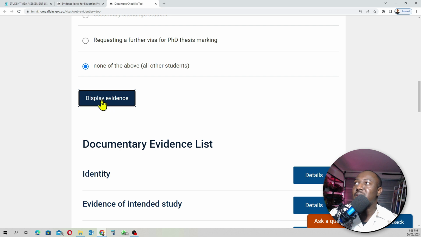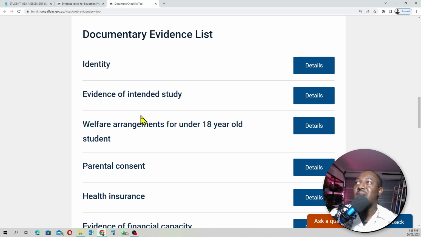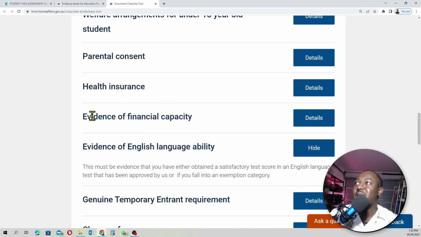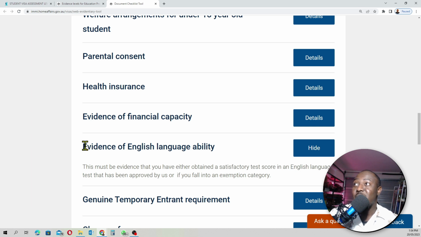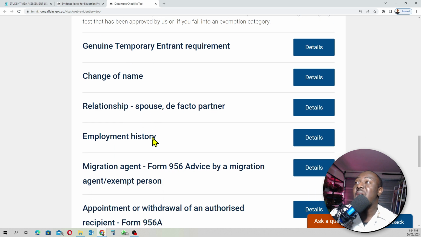All right, so when we click on display evidence, this is basically all the documentation you will need to provide to immigration. Okay, so again, your identity, evidence of intended study, welfare, parental consent, health insurance, evidence of financial capacity. So normally people in assessment level 3 basically have to prove that they've got the financial means to study in Australia. They also have to show evidence of their English language ability, if that makes sense. So when you see these two, basically we are on assessment level 3. Okay, GTE requirements. They are going to change this to GS in the future, and the rest.